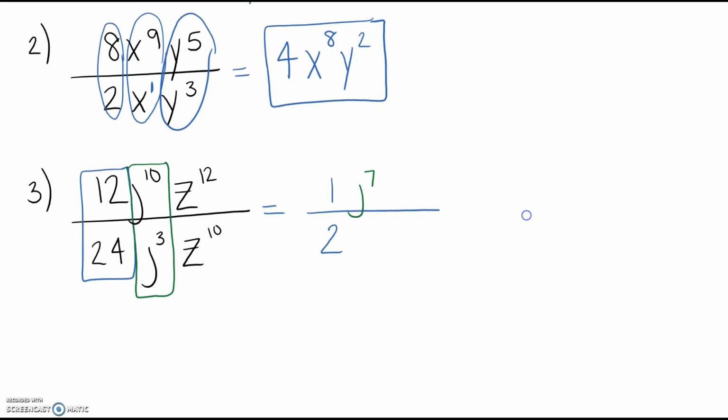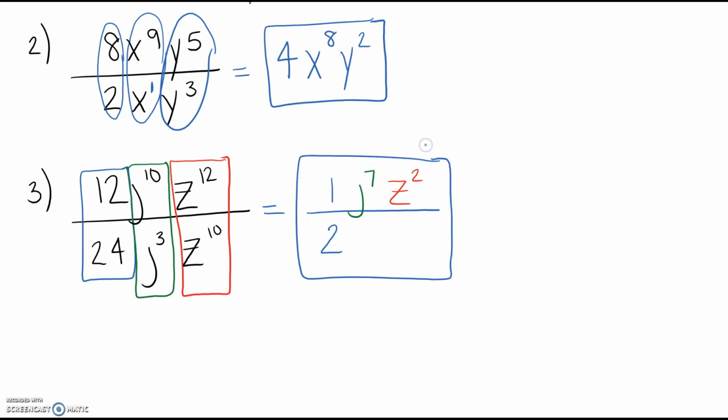Okay. Now, need one more color. I've got z to the 12th over z to the 10th. 12 minus 10 is 2. So we have z to the 2nd power. And that's our final answer. Now we technically don't need this 1 because what's 1 times j? It's just j. So we can just leave it as, here I'll center it because that's going to bother me. J to the 7th, z squared all over 2.